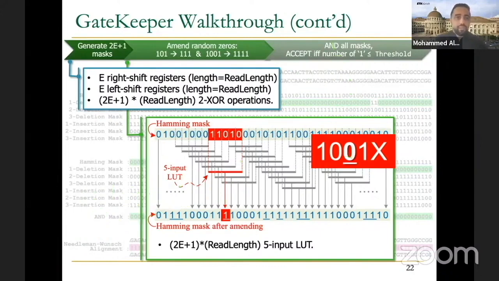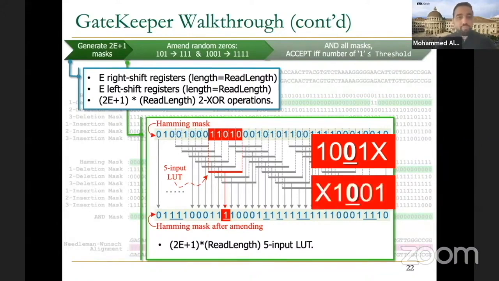Okay, let's delete the annotation, move on. So now the other case is to not have the don't care at the end, but to have it in the beginning, as in this. So to have this pattern as well. That is also accepted within the 5 input lookup table.